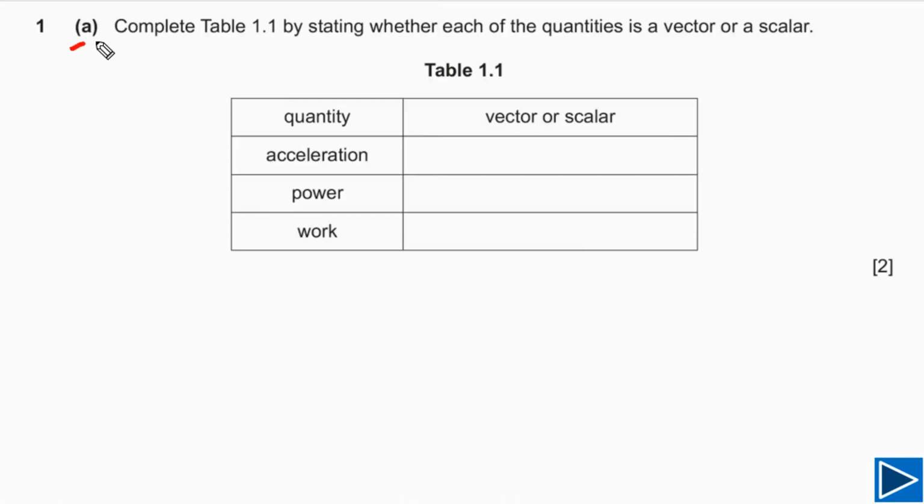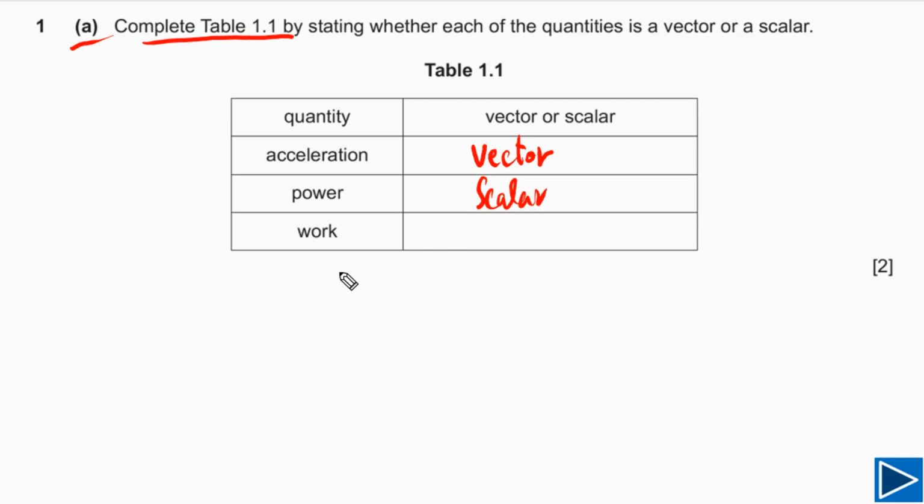Part A is simply asking us to complete table 1.1 by writing vector or scalar in front of these given quantities. Acceleration is a vector quantity because acceleration is equal to the rate of change of velocity, and velocity is a vector quantity. Power is a scalar quantity because power is the rate of transfer of energy. Any form of energy is a scalar. Power is also scalar. Work is also a scalar quantity because work is a way of transferring energy.